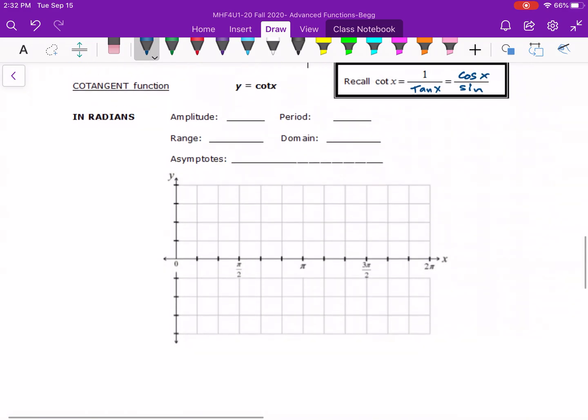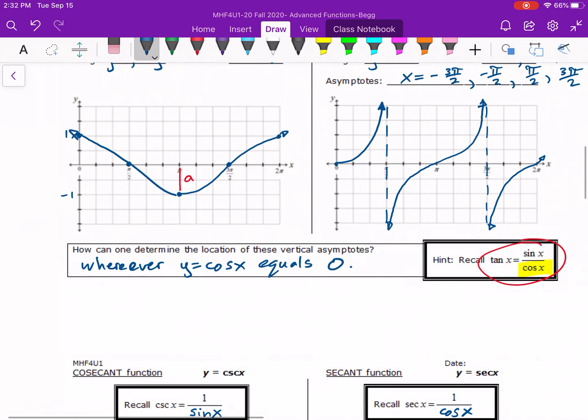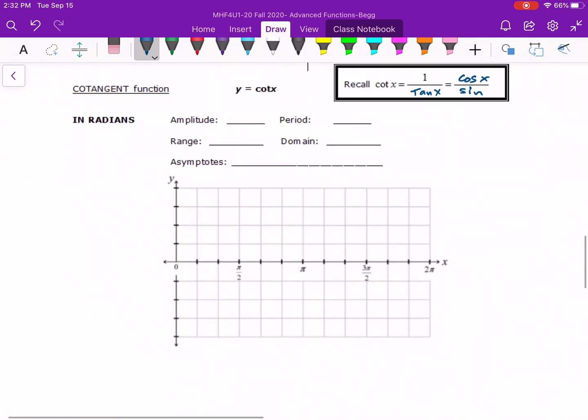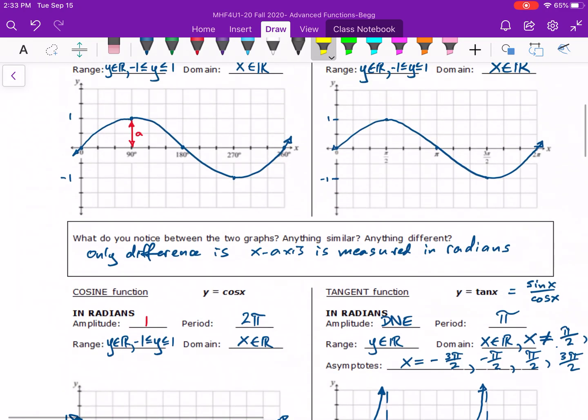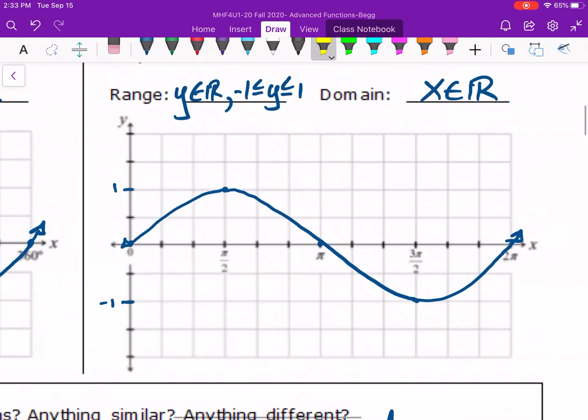So let's see, let's draw out the tan function again. We had it up here, right? So we had our asymptotes. Actually, you know what? I'm going to backtrack. I'm not going to do it that way. I'm going to use this. I'm going to use cos x over sine x. So I'm going to find my asymptotes by where does sine x have zeros, because we're going to start with that. Here's sine x. It has its zeros at 0, pi, and 2 pi.